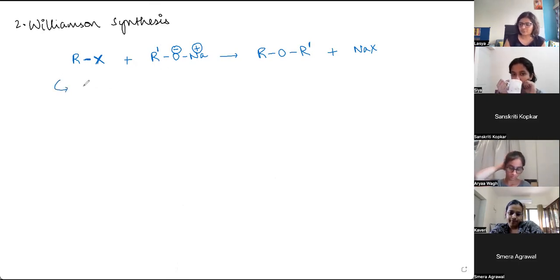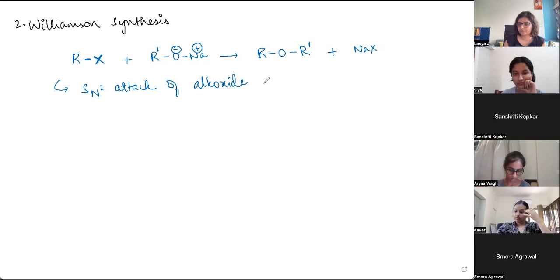So this particular carbon has a slight positive charge, which is ideal for the nucleophile to attack. So this is also SN2 attack of the nucleophile, the alkoxide, on a primary alkyl halide.